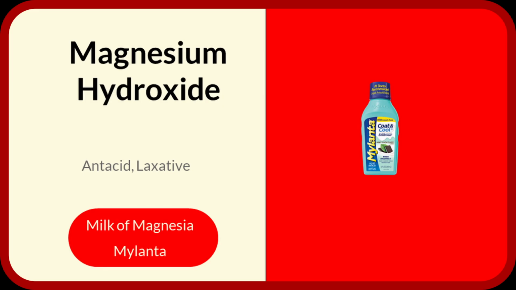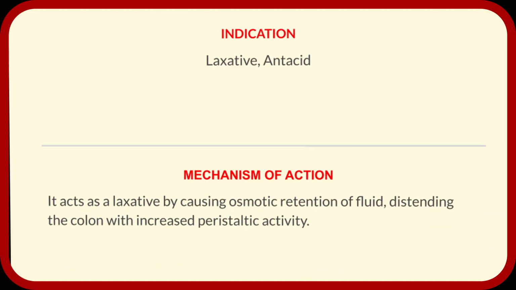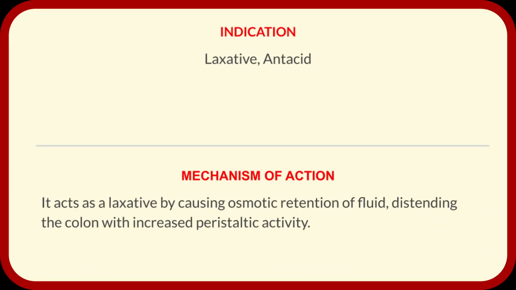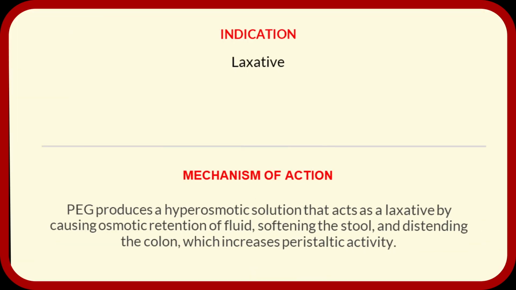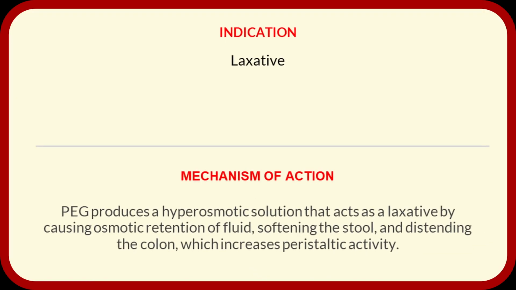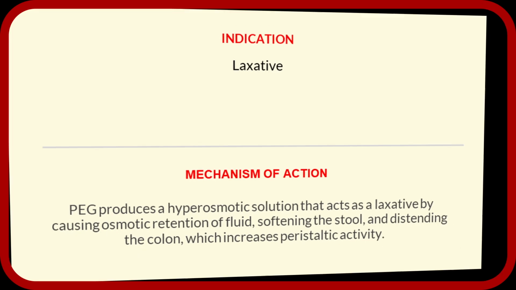Magnesium hydroxide, also known as milk of magnesia, is used as a laxative. It acts as a laxative by causing osmotic retention of fluid, distending the colon with increased peristaltic activity. Polyethylene glycol 3350, with the brand name Miralax, is indicated as a laxative. PEG produces a hyperosmotic solution that acts as a laxative by causing osmotic retention of fluid, softening the stool, and distending the colon, which increases peristaltic activity.